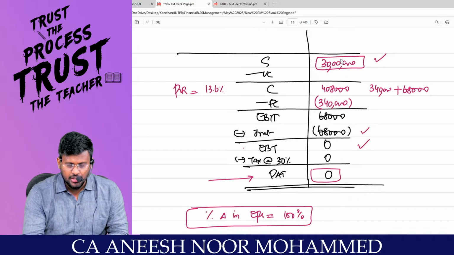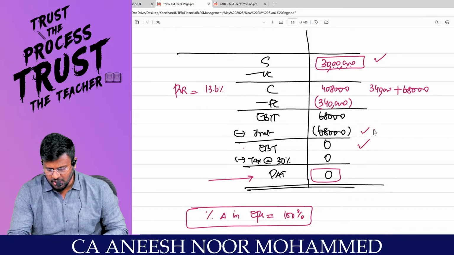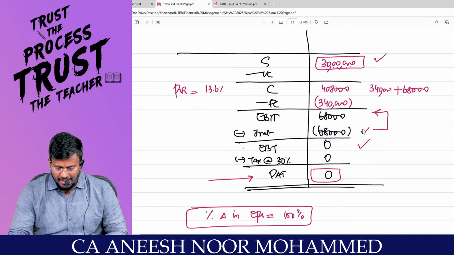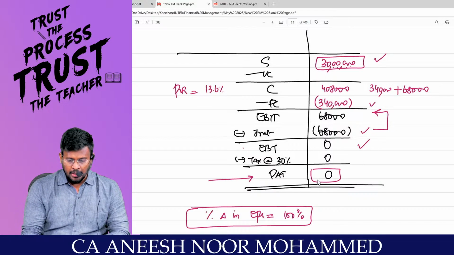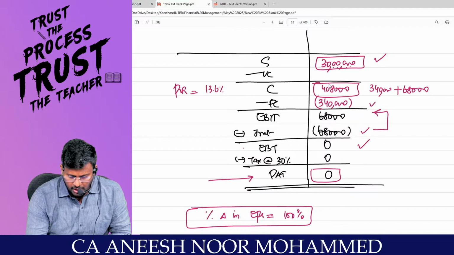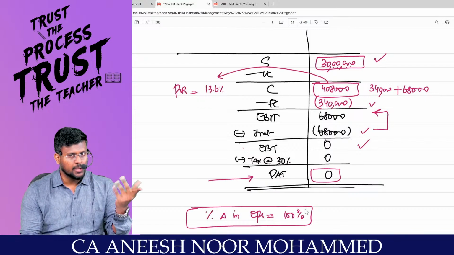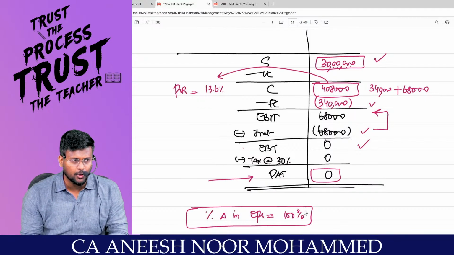That's 68,000. That's why I got 30 lakh. If I am changing interest, my EBT will change. If my EBT changes, since the fixed cost is fixed, my contribution will change. On that desired contribution divided by PV ratio, surely my sales will change. Correct? Are you able to picturize?